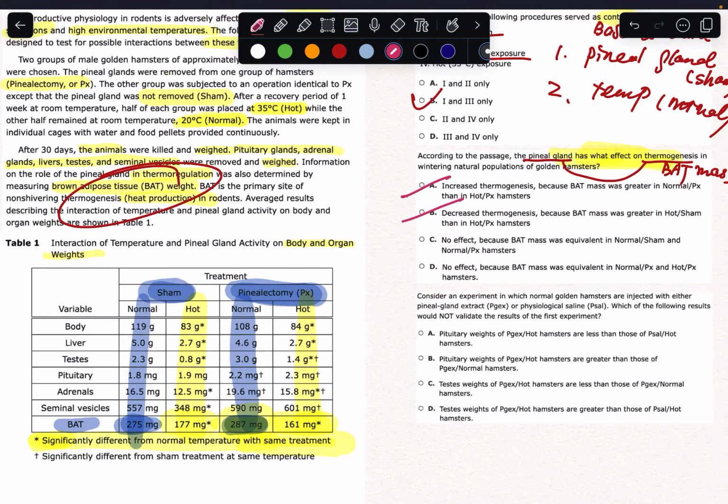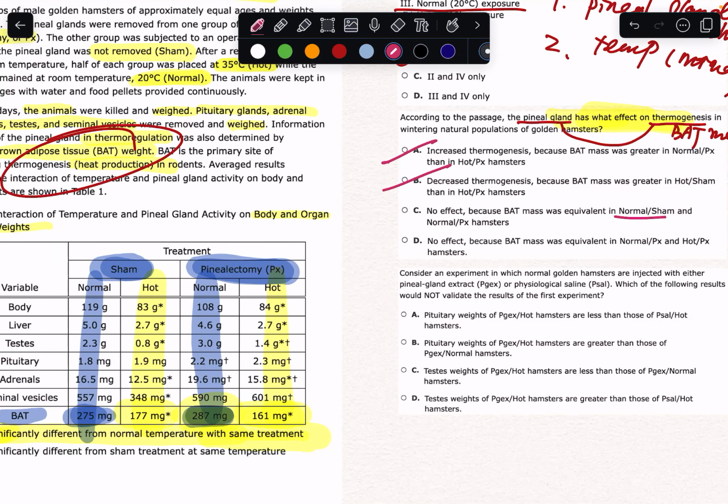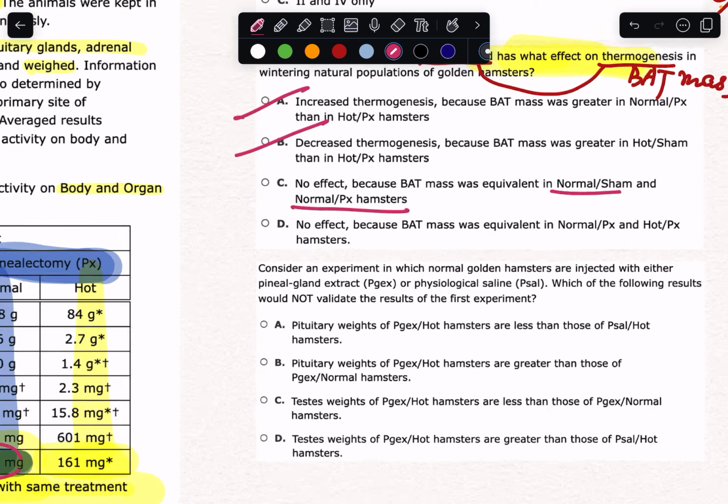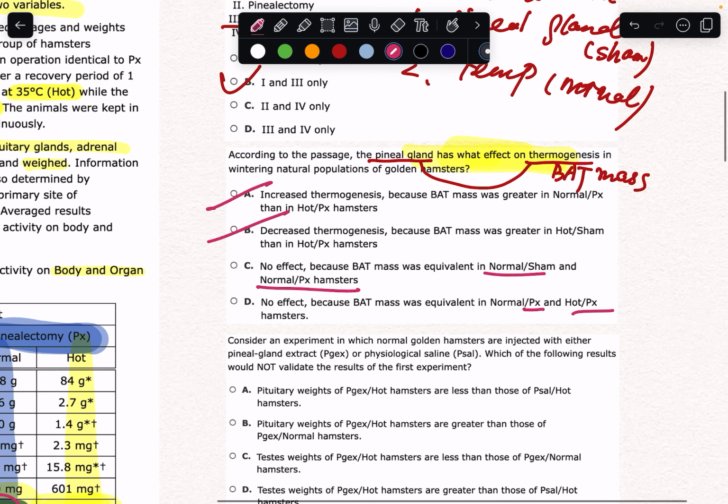And then C and D. If I read C and D, oh, C makes sense. Yes, the BAT mass in normal sham is almost similar to normal PX, right? And then D says no effect because BAT mass was equivalent in normal PX and hot PX. I mean, you can't. Both are PX conditions. Both PX conditions don't tell me if the pineal gland is affecting or not. I need a group of sham condition to say that there's a difference, there's a comparison, right? So D is wrong, okay?